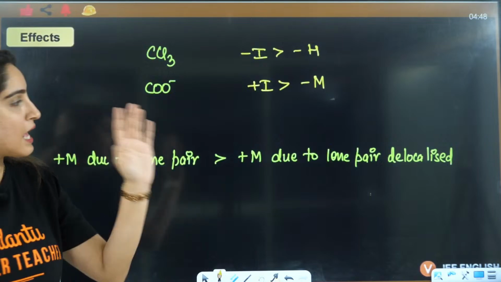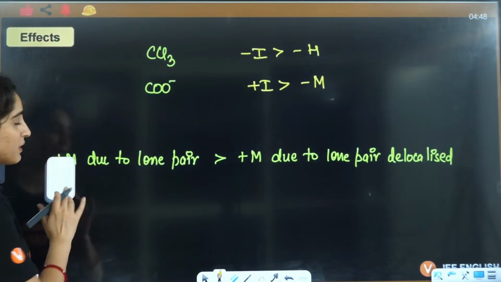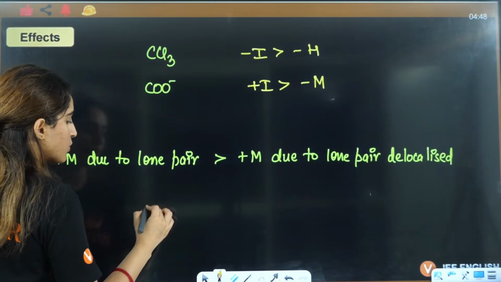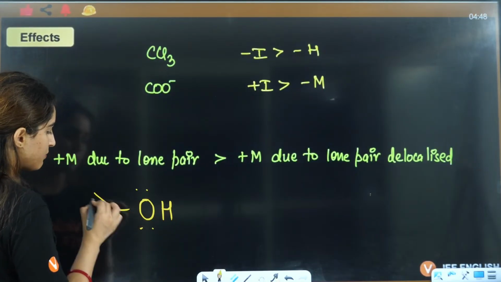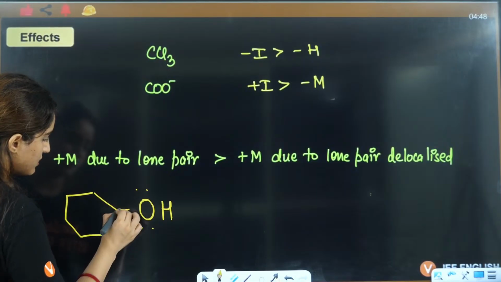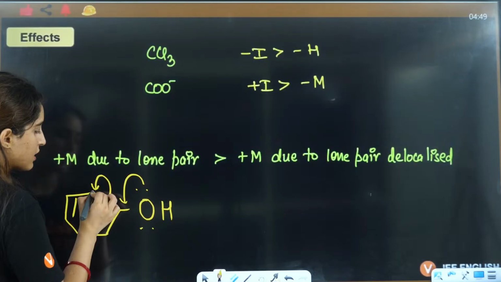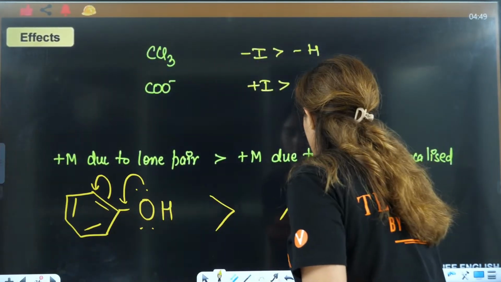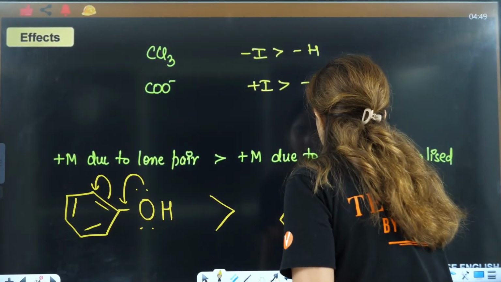Okay, done. Now, next is plus M, that means plus M effect due to lone pair. Let's say you have a lone pair like this. You are showing plus M due to this lone pair. That is more dominating as compared to plus M due to a delocalized lone pair. Now can you tell me what is a delocalized lone pair?